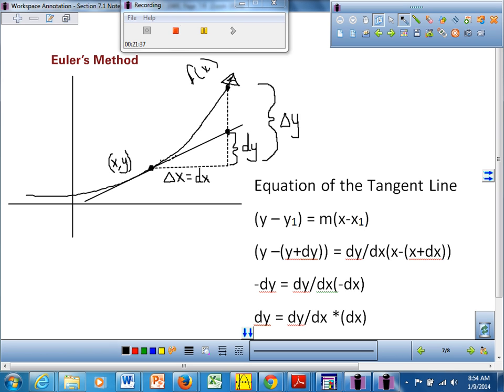So I go back to the equation of the tangent line. Here is my point-slope equation, right? y minus y1 equals m times x minus x1. Yes? Okay.